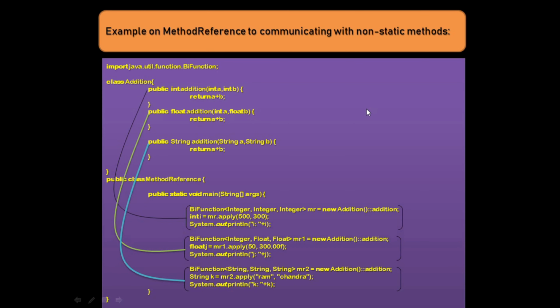Example on method reference to communicate with a non-static method. The previous example is with a static method. The difference in this example is a non-static method. The same things, the difference is BiFunction with three Integer generic types, amr equal to new Addition, method reference addition, where new Addition means the reference data type of the Addition class. We use the non-static method. When it is a static method, we directly put the Addition class here. So this is the difference from the previous slide.